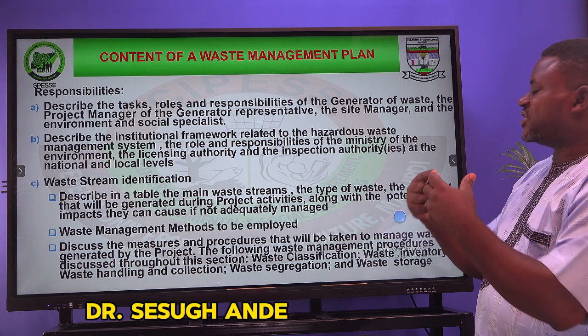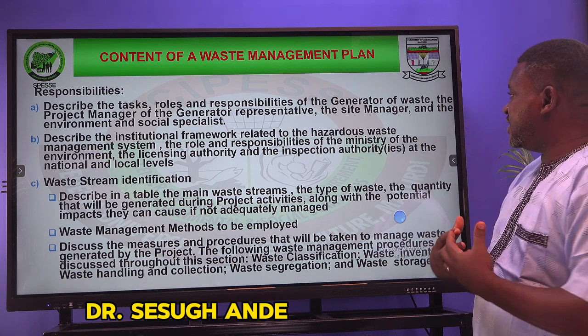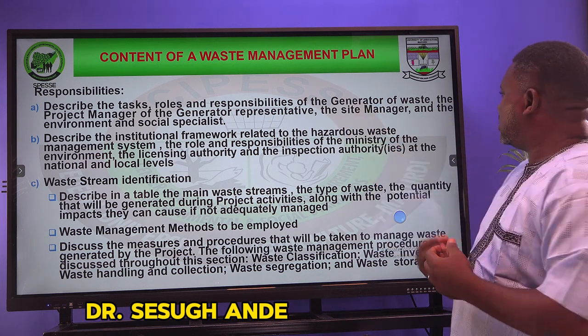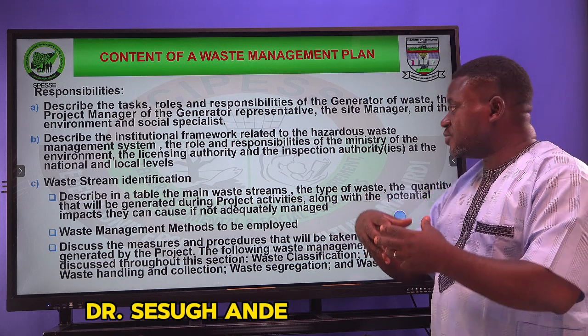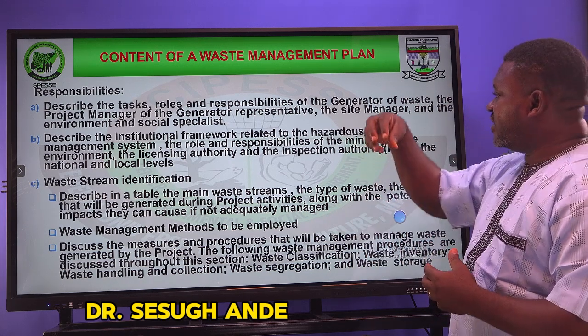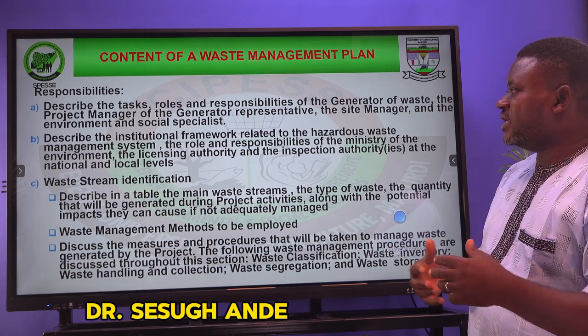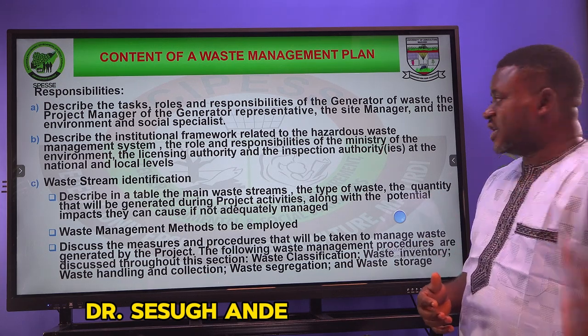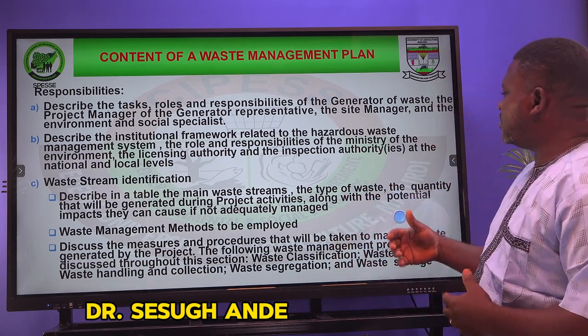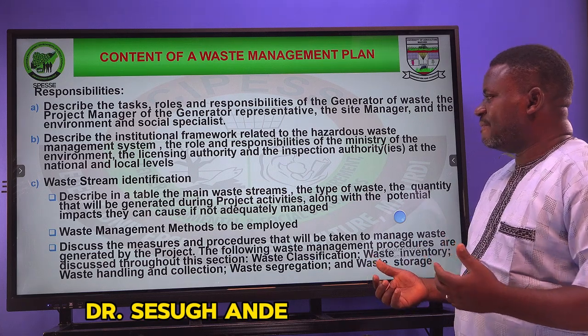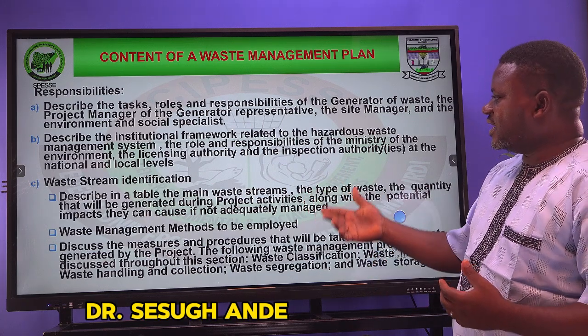It describes the task roles and responsibilities of the generator of the waste, the project manager who is managing the project, the generator representative, the site manager, and the environment and social specialist. It also describes the institutional framework related to the hazardous waste. Then you have the waste stream identification.